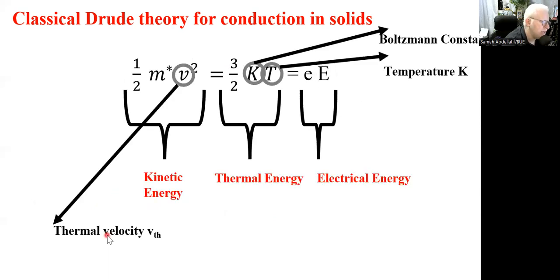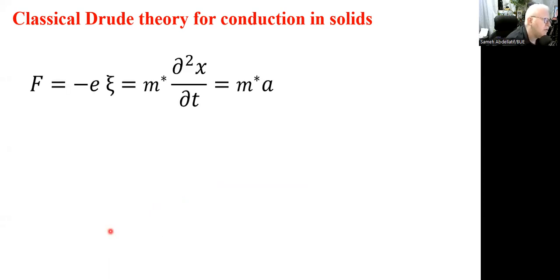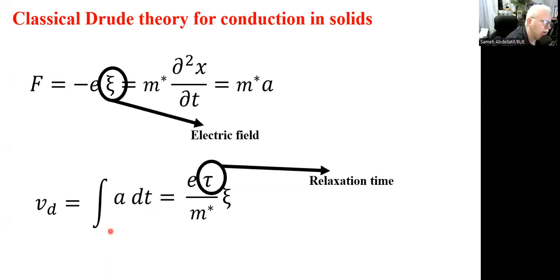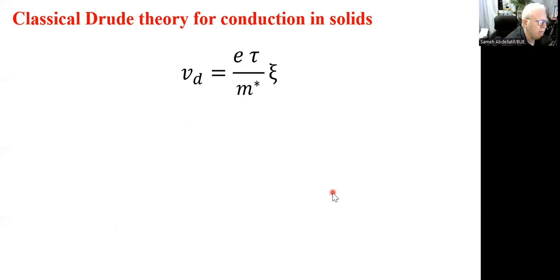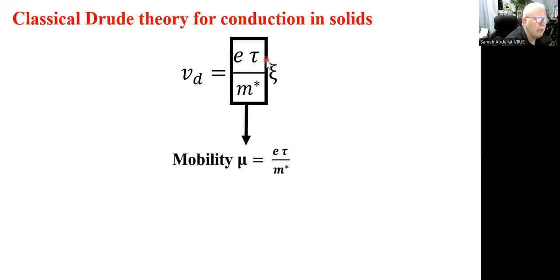V thermal is a random walk velocity. However, V drift is a guided velocity. And finally, this tau is called the relaxation time. Again, V drift equals E tau over M effective times eta. Using this, we can call this term what we can call the mobility of a particle.